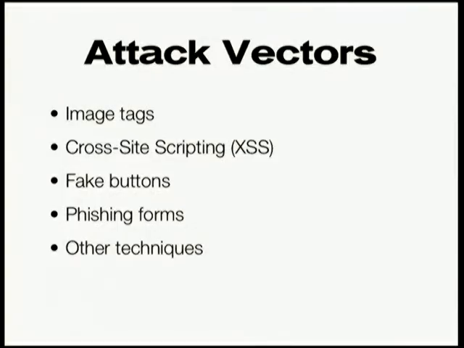So things that can be vectors for CSRF are like image tags. Cross-site scripting is basically an example, or can be an example of a CSRF attack as well. Fake buttons that entice you to click on them because, I want to see like awesome cat pictures or something. Phishing forms, so you get the form that purports to be your bank and you got to log in to make sure you update your security settings or whatever, but it might not actually be your bank.